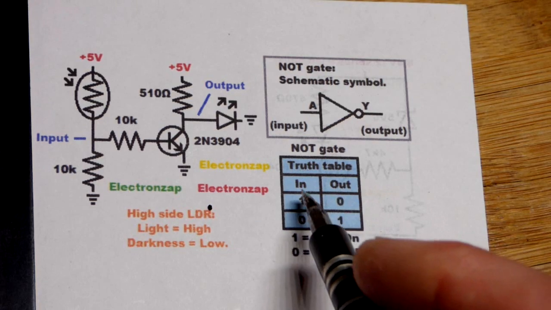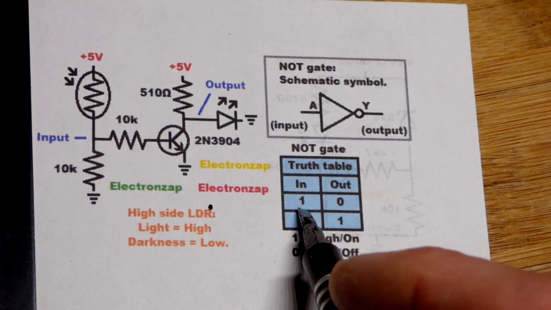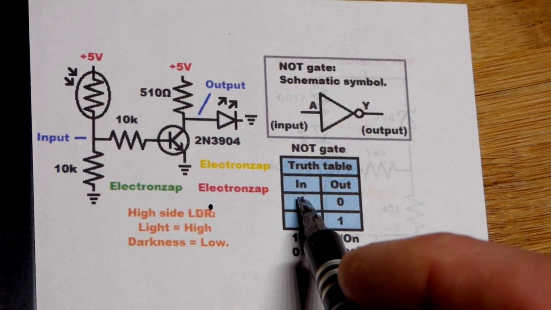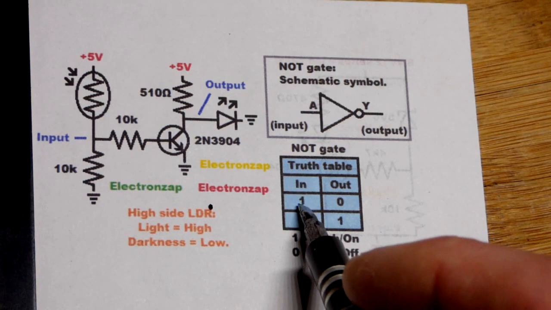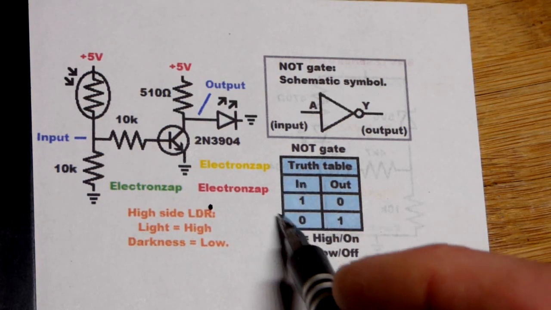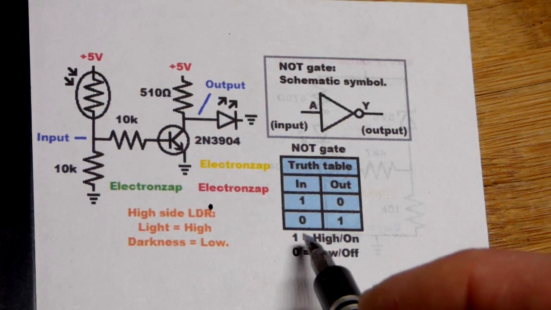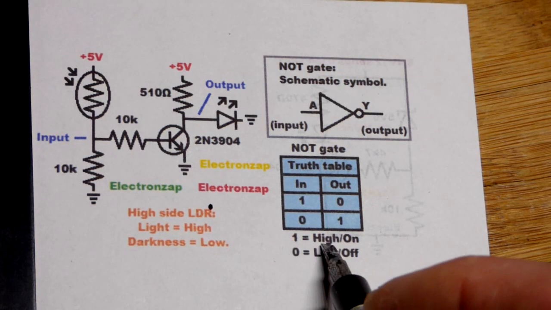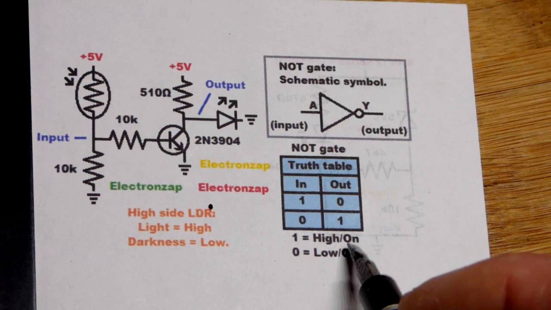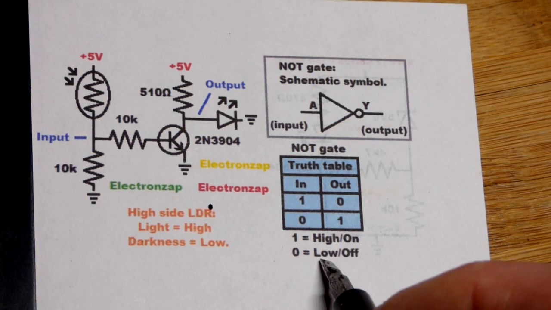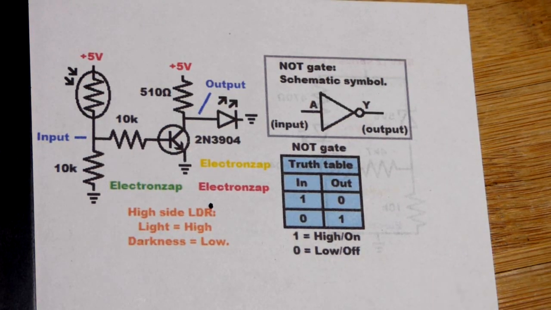If you look at the truth table, they use 1s and 0s. And so if in is 1, then out will be 0. If in is 0, then out will be 1. So we're considering 1 in this circuit to be either high enough voltage or on, and then 0 is a low enough voltage or off.